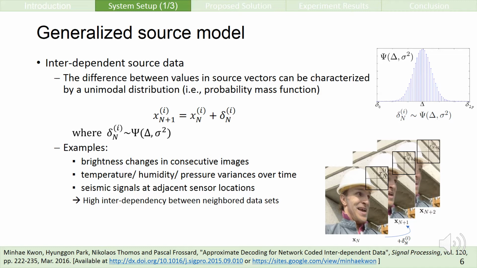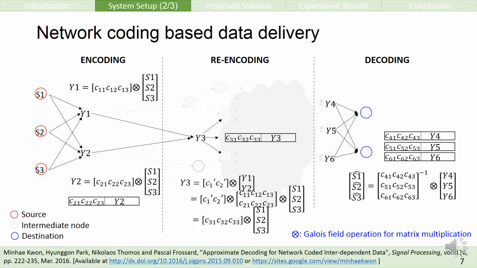In these examples, the difference between values in source vectors can be characterized by a unimodal distribution, and this is called interdependent source data. So, the (n+1)th source vector becomes the nth source vector plus delta n. Here, delta n follows a unimodal distribution.